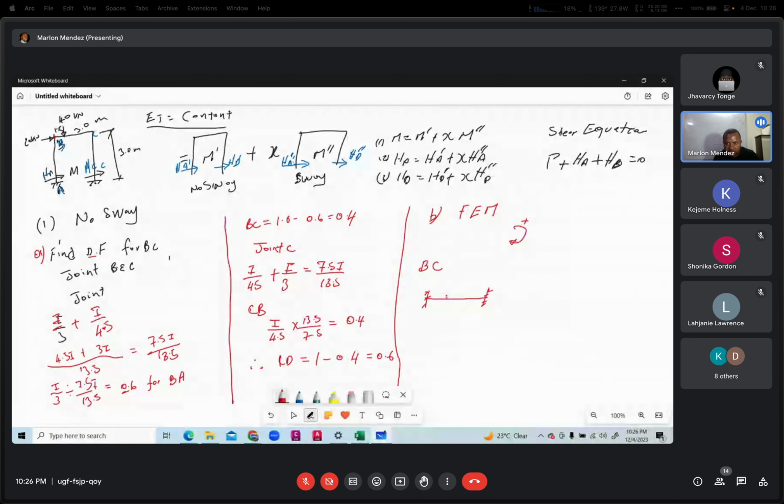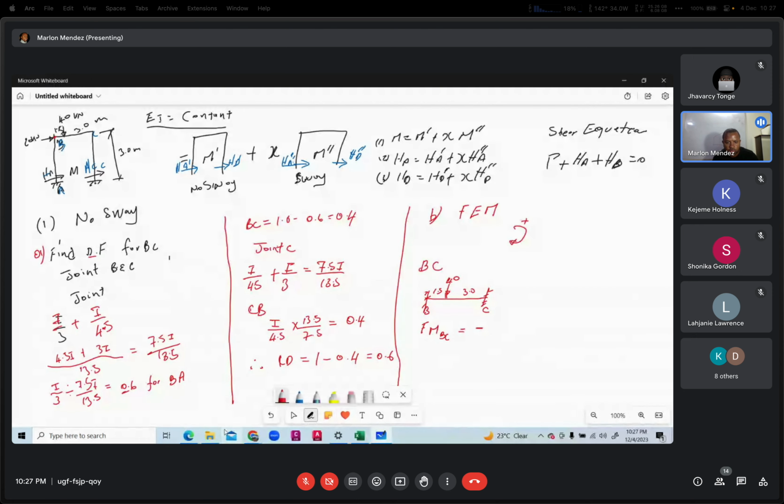Remember we said that the 40 is here and this distance is 3. This distance is 1.5. So for the fixed end moment from B, this is B, this is C. So we're saying that the fixed end moment BC has to be negative.